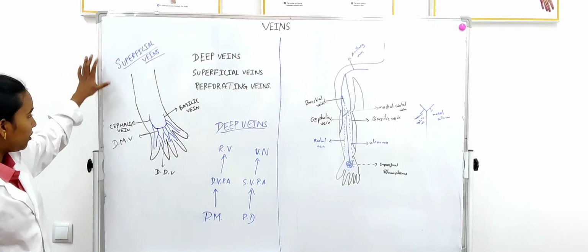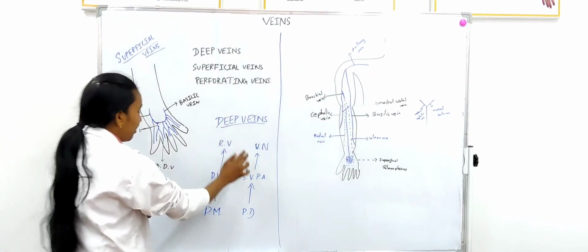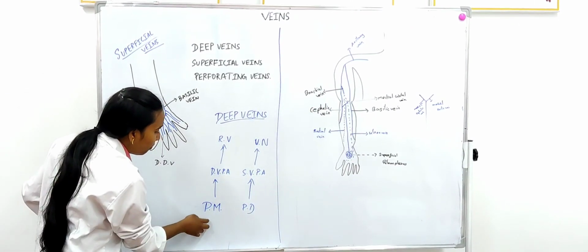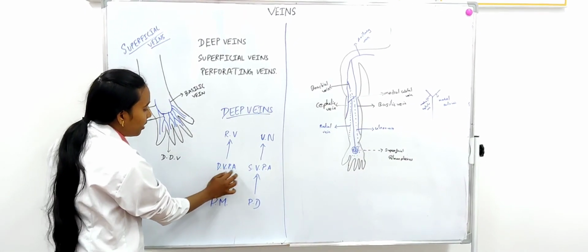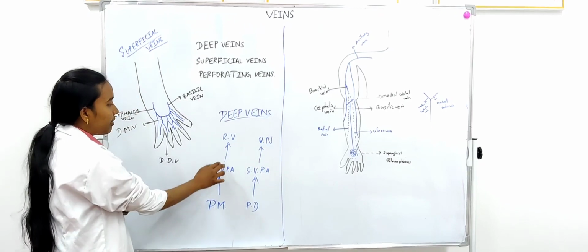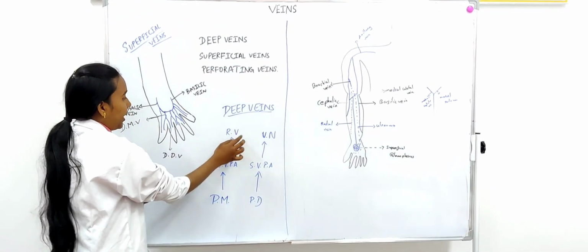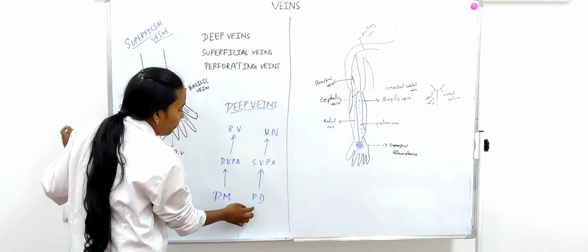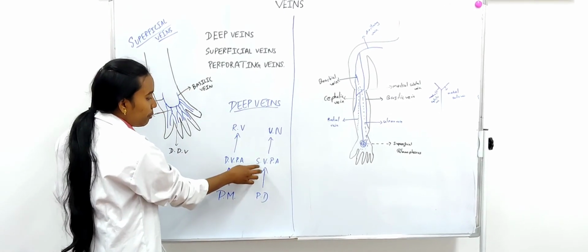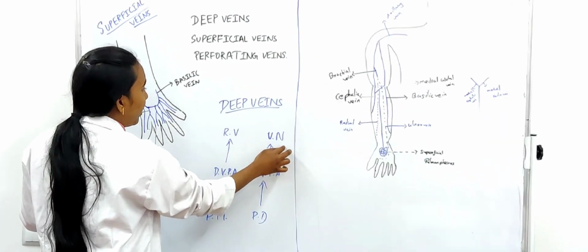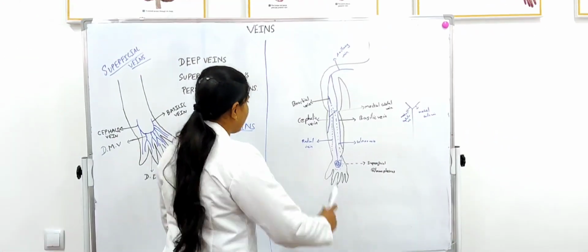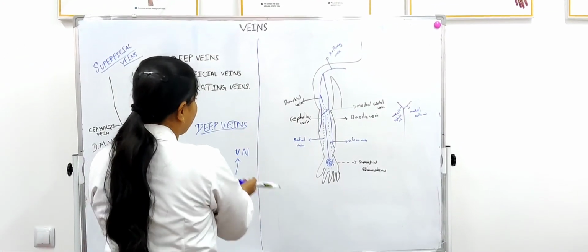This is how the superficial veins are formed. Then the deep veins. The palmar metacarpal vein drains into the deep venous palmar arch, which in turn drains into the radial vein. Here the palmar digital vein drains into the superficial venous palmar arch, which in turn drains into the ulnar veins.